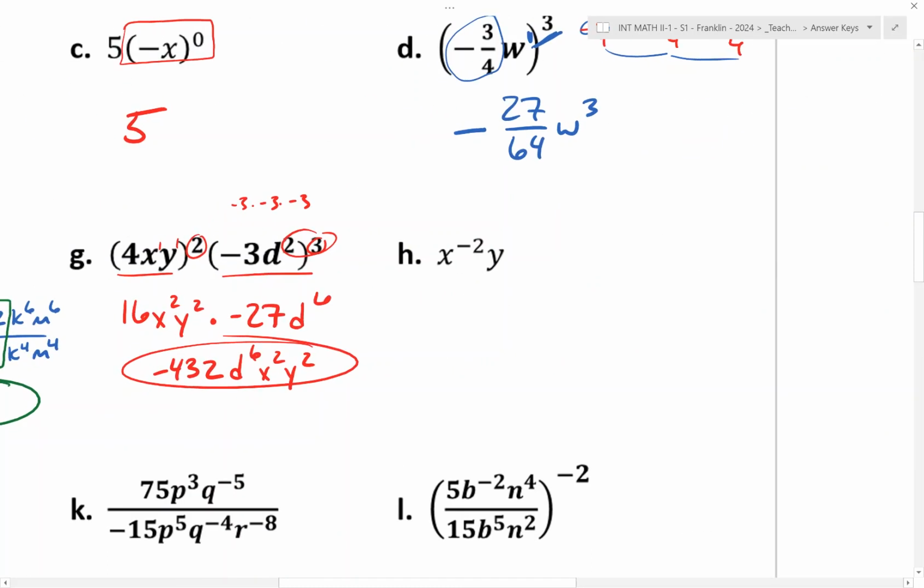Example H, we have a negative exponent. Remember, that means it goes on the other side of a fraction bar. So this is just y over x squared. Just move the x squared down, take the negative off, leave the y on top.